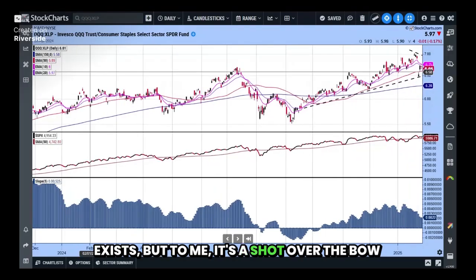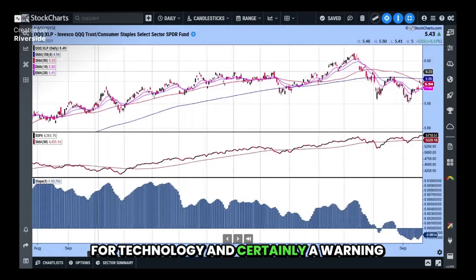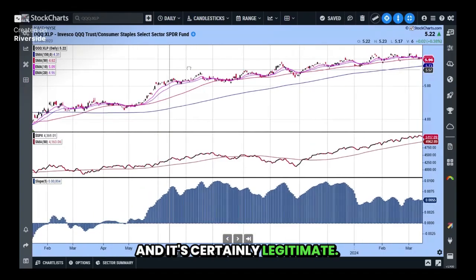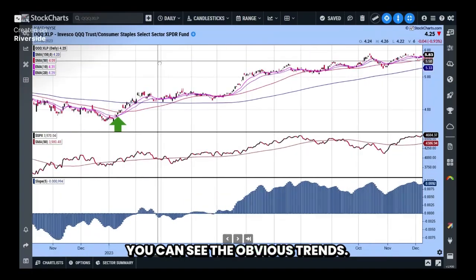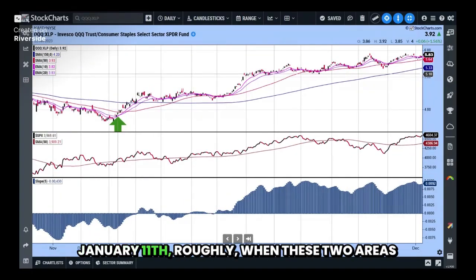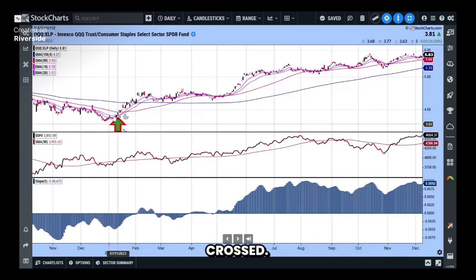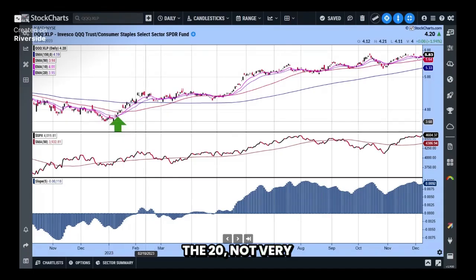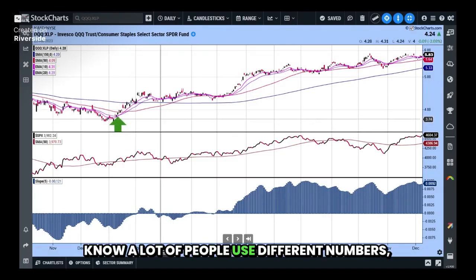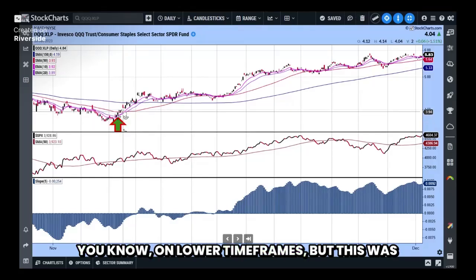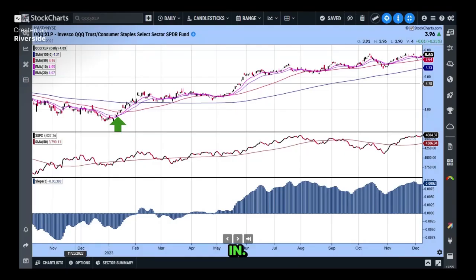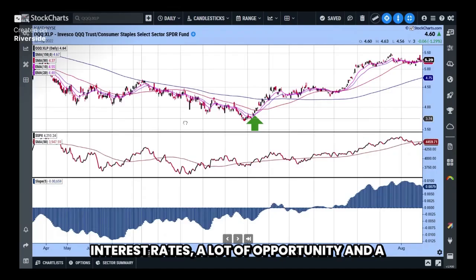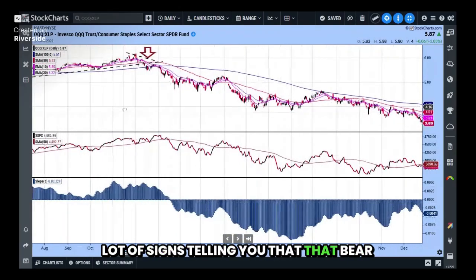But to me, it's a shot over the bow for technology, and certainly a warning signal for the risk-on appetite. And it's certainly legitimate. You can see the obvious trends. Here's where the bear market ended, January 11th, roughly, when these two crossed. Again, these are the shorter-term exponential moving averages, the 10 over the 20. Not very traditional moving averages. I know a lot of people use different numbers on lower time frames. But this was a really nice signal to start to enter back in. There were a lot of other signals as well, like bonds and interest rates, a lot of signs telling you that the bear market was over.